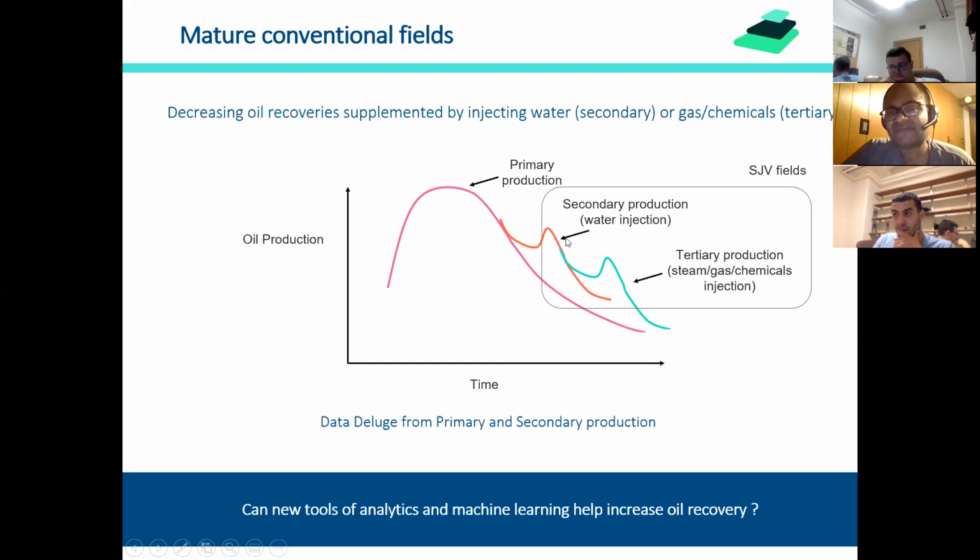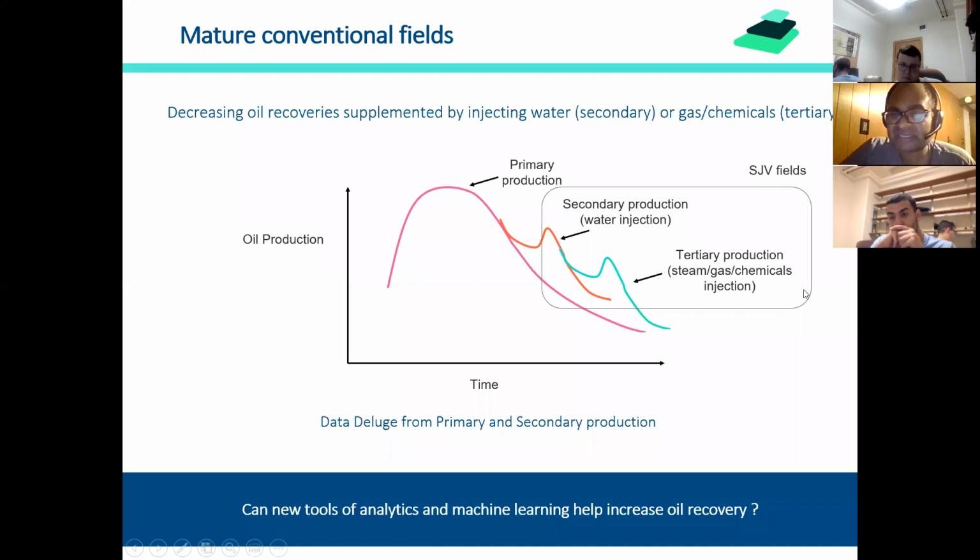And then at the end of secondary production, when you start having that decline, you can start doing what is called tertiary production. In tertiary recovery, one injects steam, gas, or chemicals. Here the objective is not just looking at displacement efficiency. Especially in the case of gas, you are trying to impact phase behavior by converting everything into a single phase.